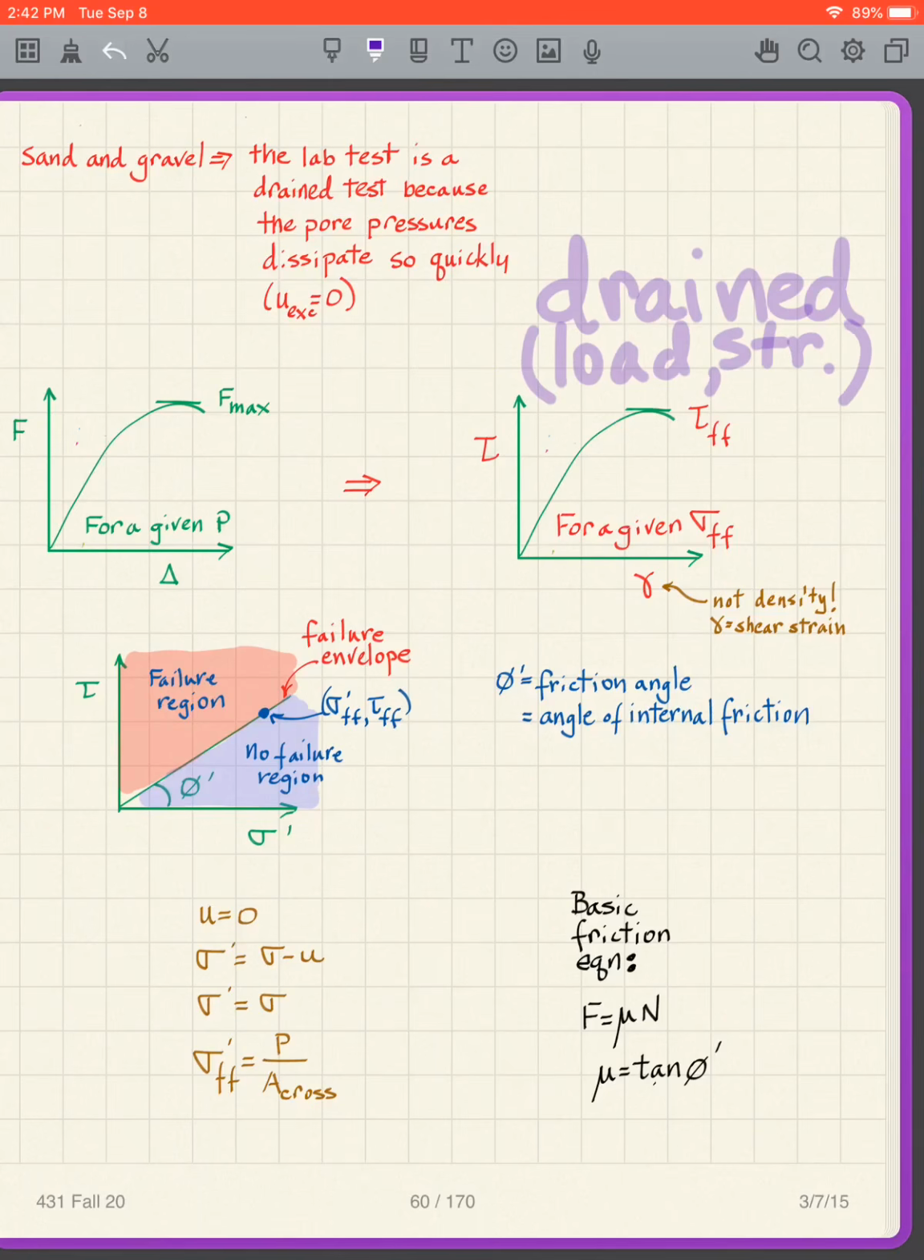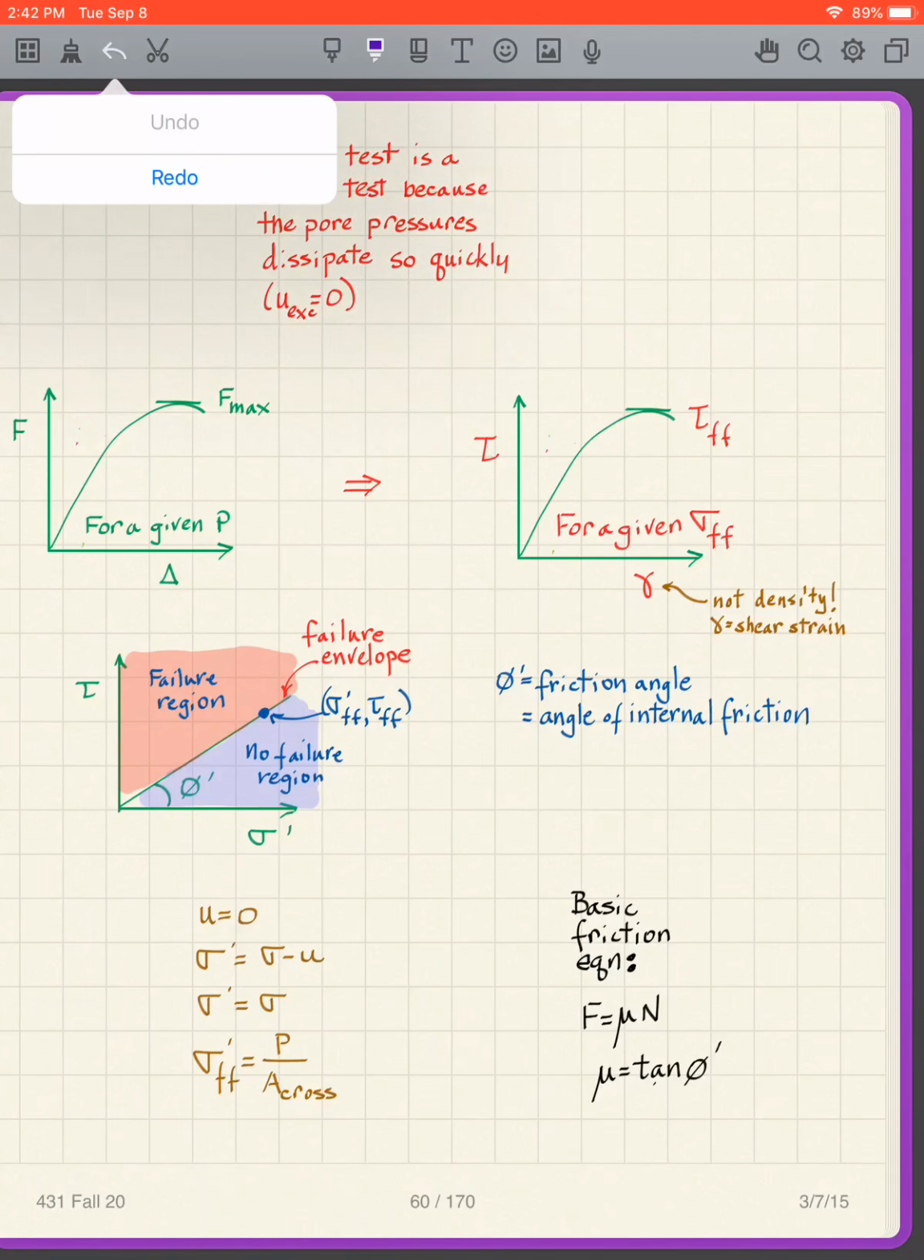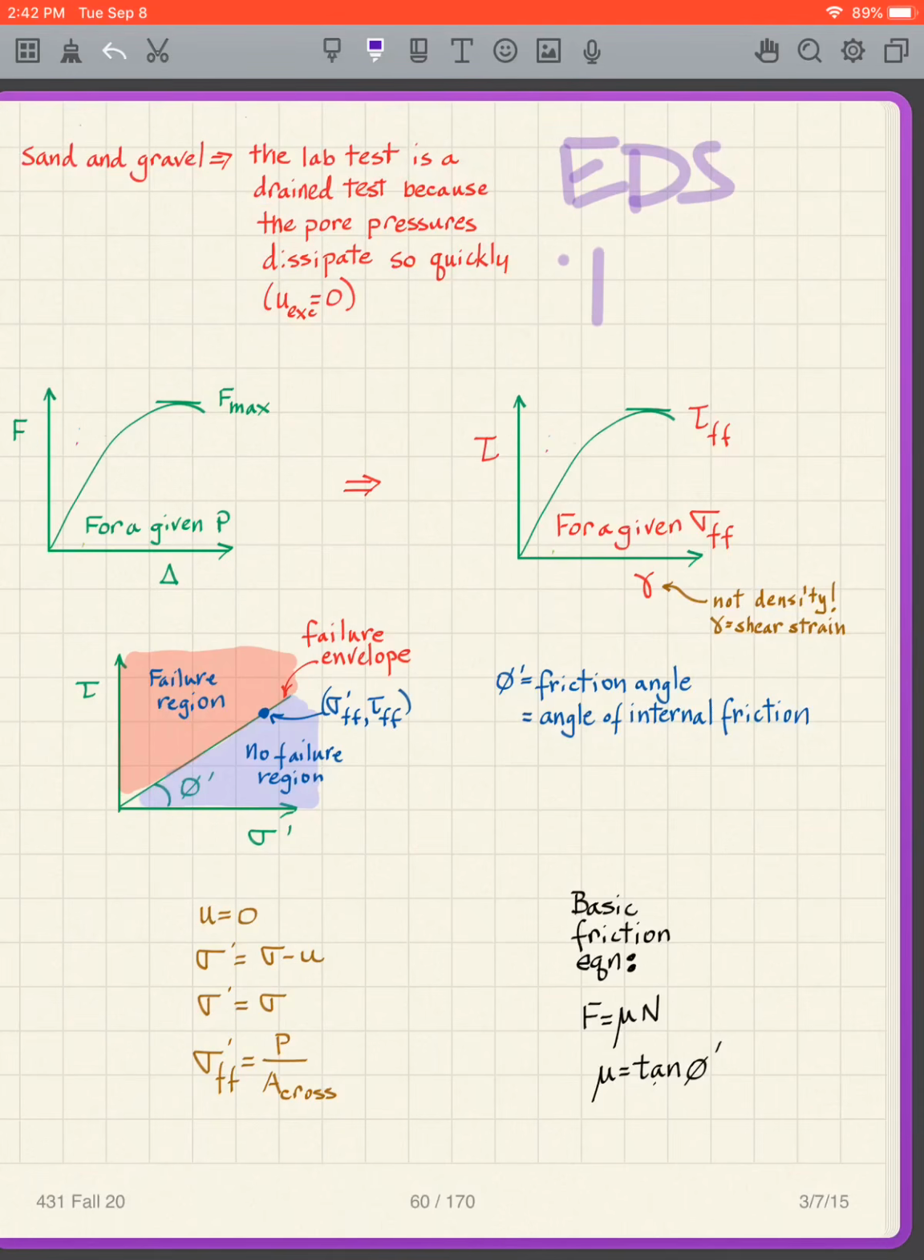And so we get the drained loading and drained strength. If you remember what our acronym was for drained, we have EDS and we have TUF. What are we talking about here? Well, we don't have TUF because we have drained, effective, drained, slow. So we are in the EDS. That is what we're talking about here: EDS, effective, drained, slow. We're not talking about TUF.